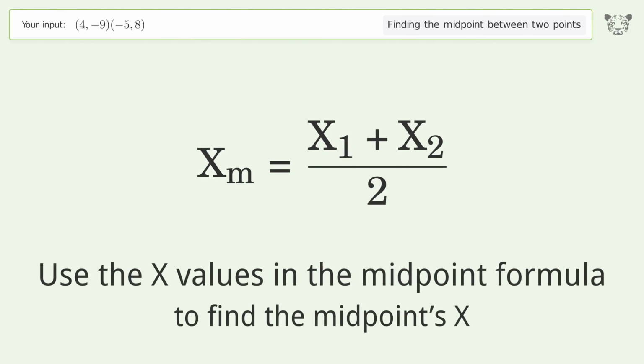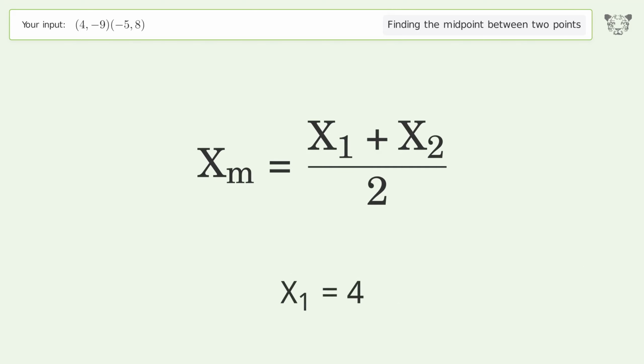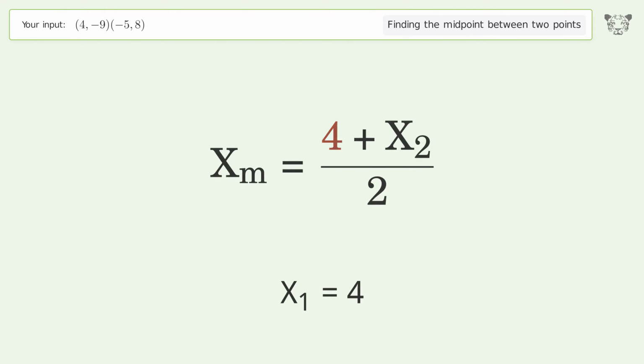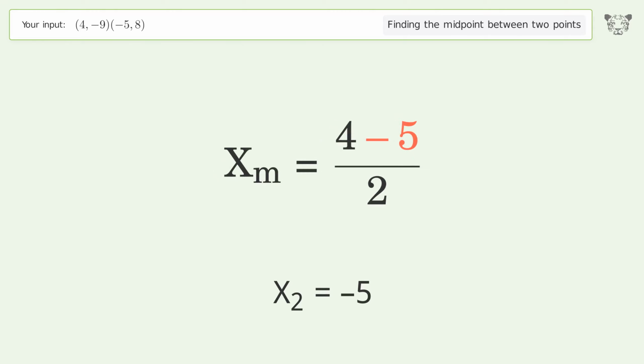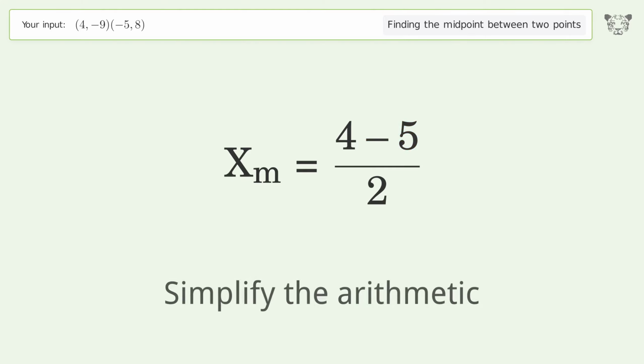Use the x values in the midpoint formula to find the midpoint's x. x1 equals 4. x2 equals negative 5. Simplify the arithmetic.